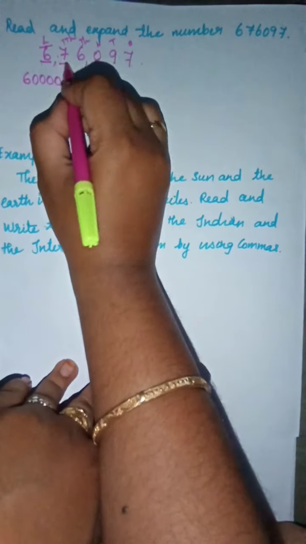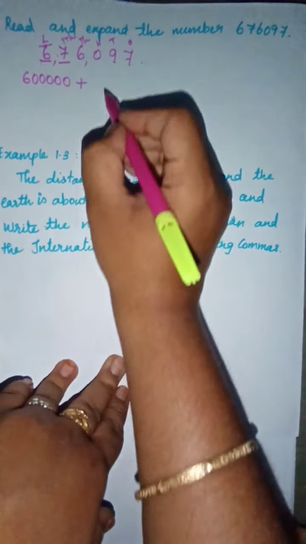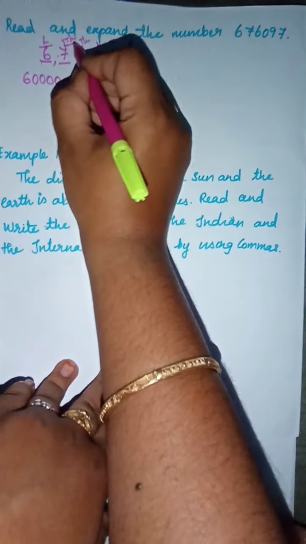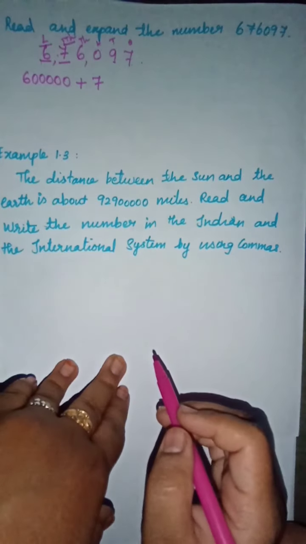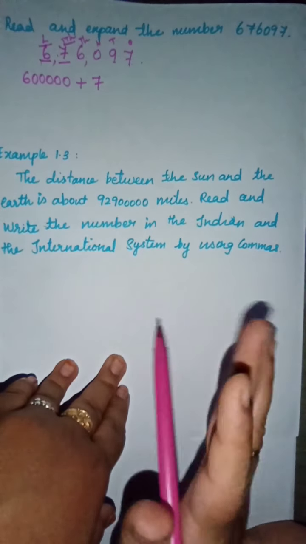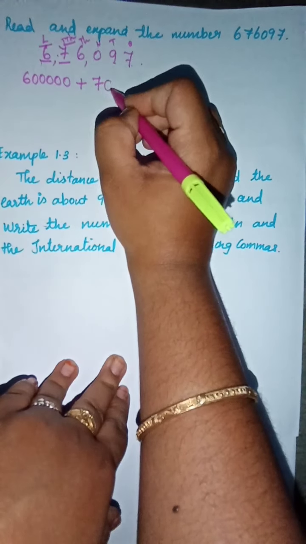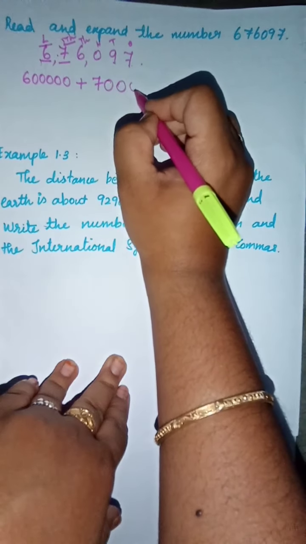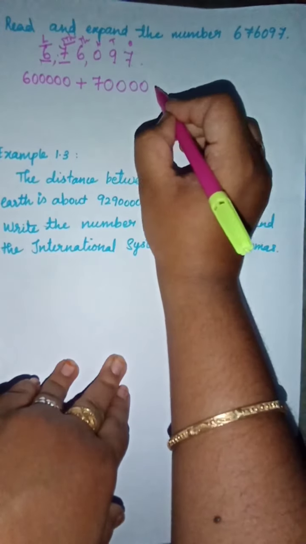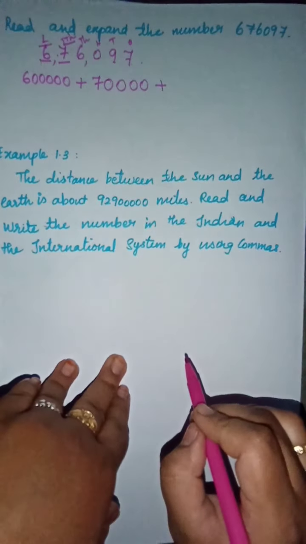Then we are going to take the next digit, that is 7. So 7 comes under 10,000. For 10,000, how many zeros will be there? 4 zeros will be there. So we have to write 4 zeros: 1, 2, 3, 4. Then we have to write the operation, that is the addition operation.